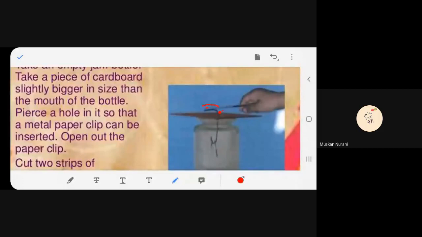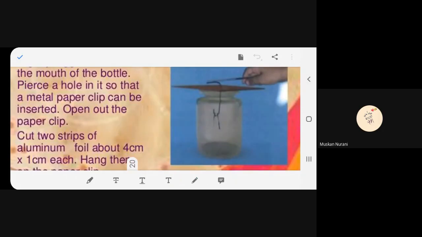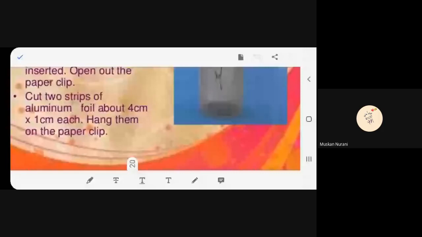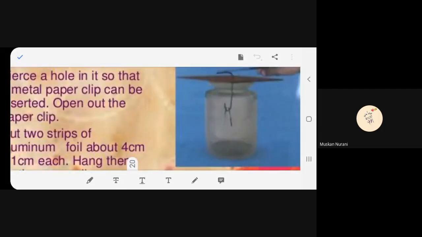So I've opened the metal paper clip. Can you see this? This is the metal paper clip. I've opened it and inserted it inside the cardboard. Then we have to take two strips of aluminum foil. You can see over here there are two strips of aluminum foil. We will hang them on the paper clip and our device is ready. Any problem in understanding? Okay, fine.